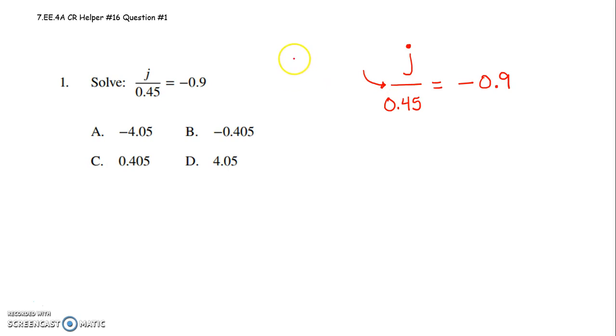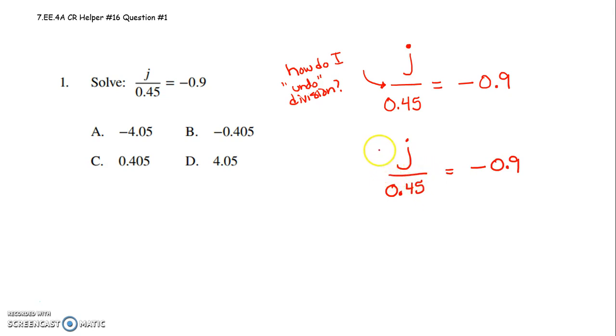Right now, it's attached by division. So you have to ask yourself, how do I undo division? And hopefully you answer yourself, oh, I undo division with multiplication. So if I have J over 0.45 equals negative 0.9, I say, oh, I undo division with multiplication. That means to get rid of this 0.45 attached to the J, I'll have to multiply by 0.45.